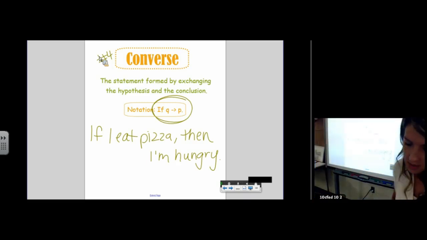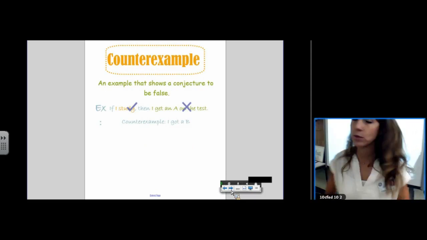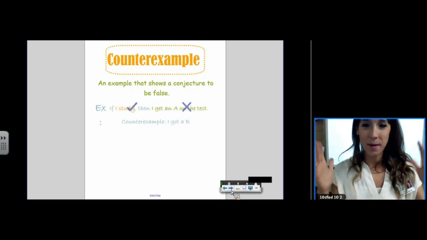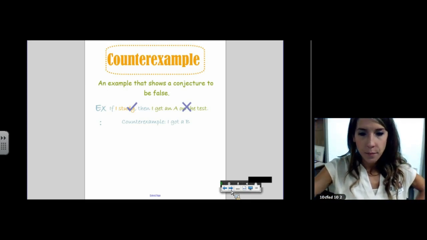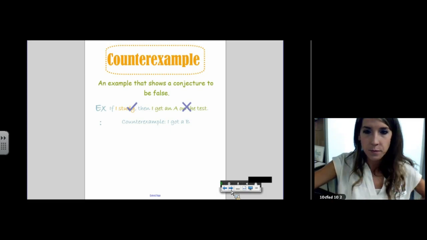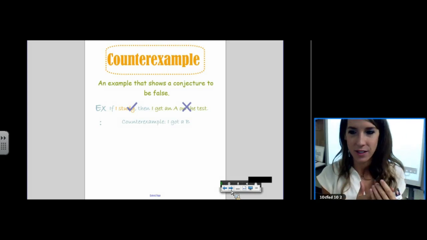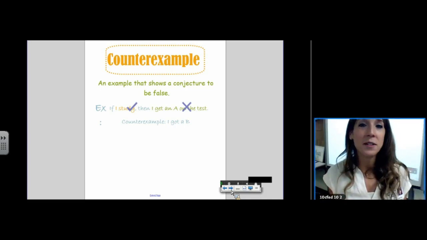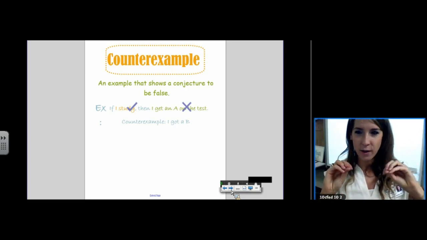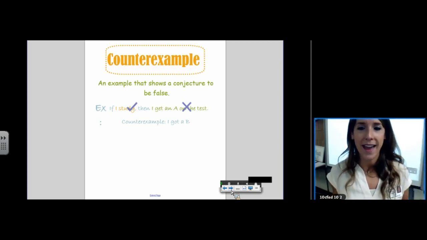Okay? Next word, we're on number 5. The next word is counterexample. A long word. You might want to break it up, counter, and then underneath, example. Counterexample. So a counterexample is an example that shows a conjecture to be false. You guys probably use counterexamples all the time with your parents. Your parents tell you something, and you don't agree with their logic, and you try to find a flaw in it, right? You try to say, but what if? That's you coming up with counterexamples.